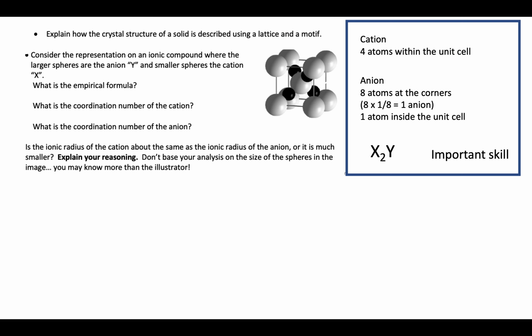For the second one, it began by doing some bookkeeping, taking the picture right here, and determining what the empirical formula is. So this is definitely an important skill that we want to have. As I look at this, I see 4 cations, the dark spheres entirely within the unit cell. For the anions, I see 8 at the corners, all with a contribution of 1/8, and then 1 of them in the center. So that leads to my formula of 4:2, or an empirical formula here of 2:1 for the cation to the anion.